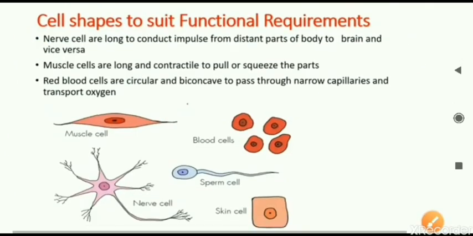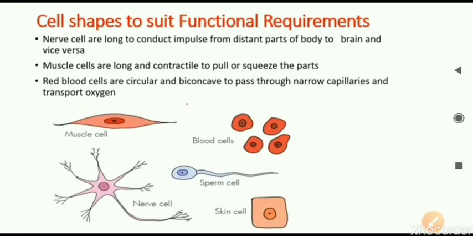Next, we will move now to the cell shapes. Different shapes are also observed in the cells, and these shapes are actually serving some purpose. The shapes of the cells vary for some function to be performed by the cell. For example, the nerve cell is very long. Why is it so? Because what is the function of the nerve cell? To conduct the impulses.